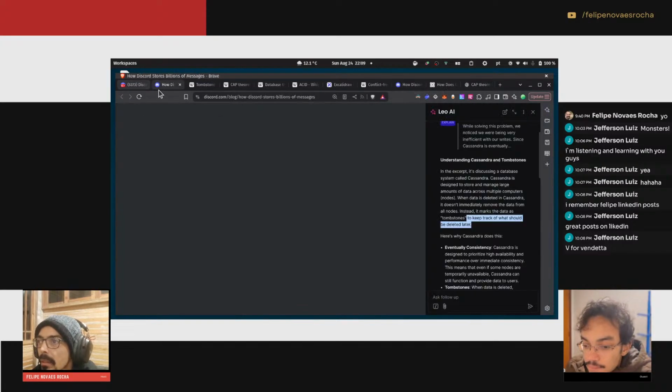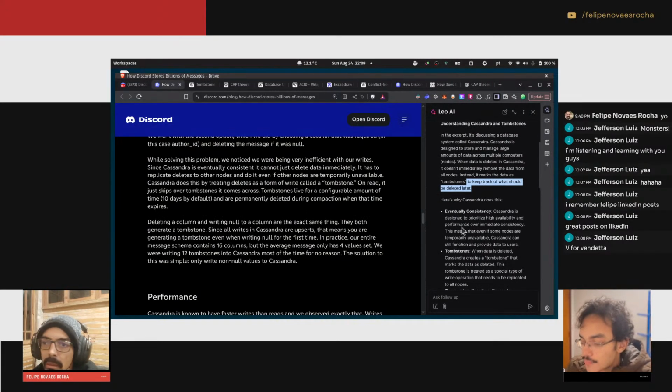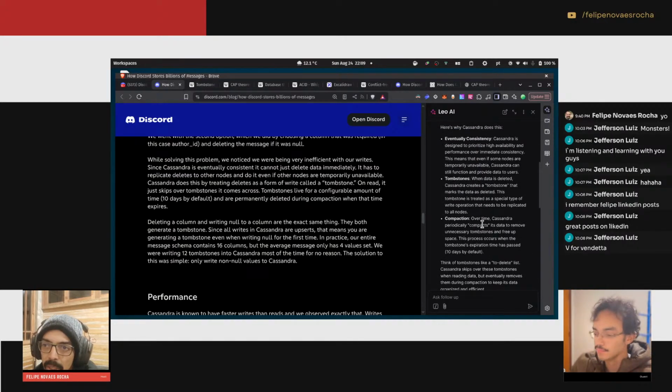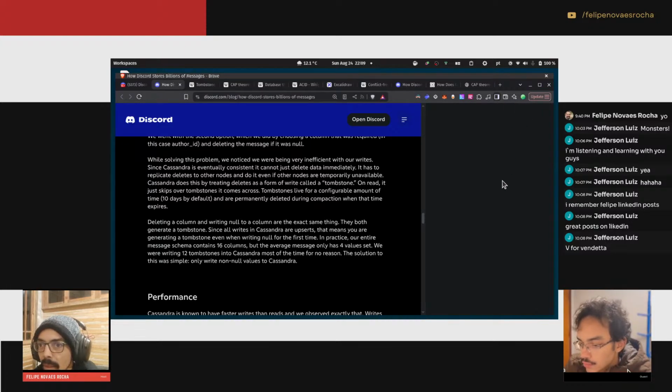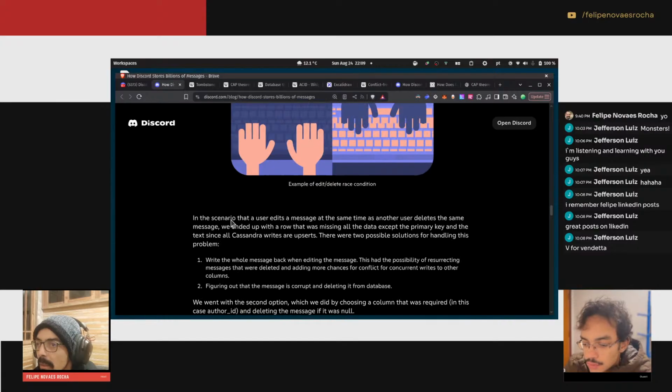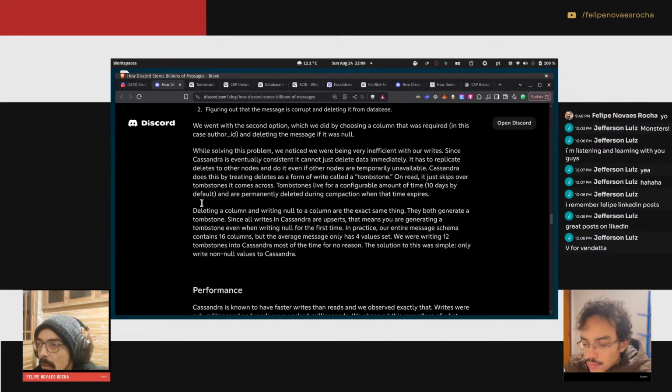Okay, so let's keep going in here. Compaction. So tombstones also have a role in compacting data. Think of a tombstone like a to-delete list. Cassandra keeps track of the tombstone. It's very nice to explain stuff. So when you delete a column, that's why they talked about the 10 days here.